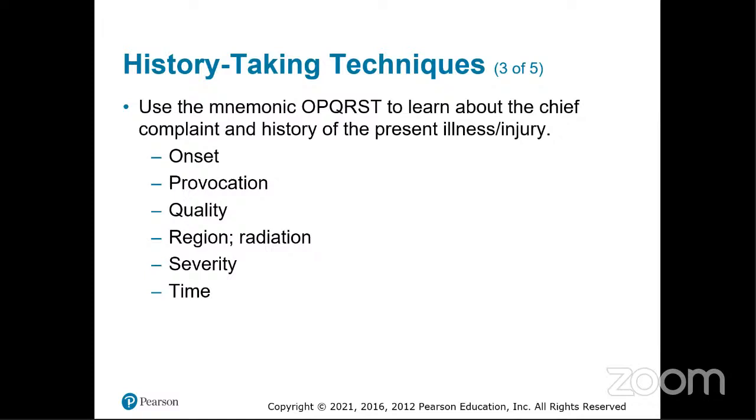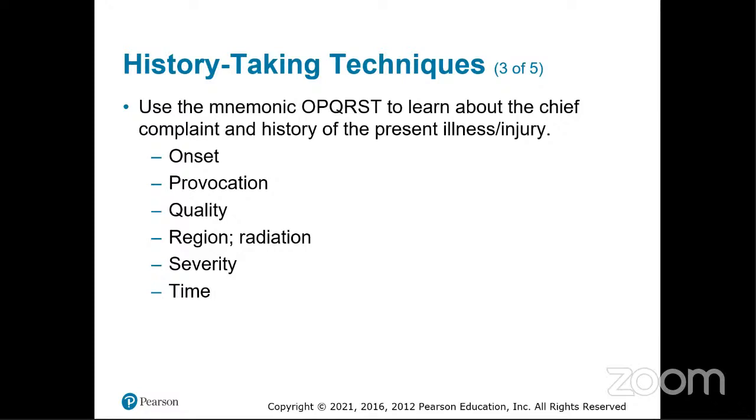This OPQRST, you guys are going to see it over and over and over again. It's a mnemonic to learn about the chief complaint and history of present illness. So onset, that's their time, right? How long ago did this happen? So it's always in time, and is it days, hours? We're just gonna have to ask the patient.